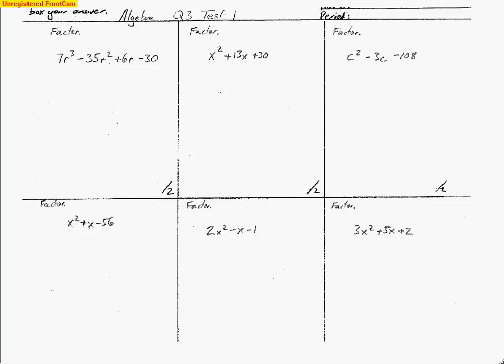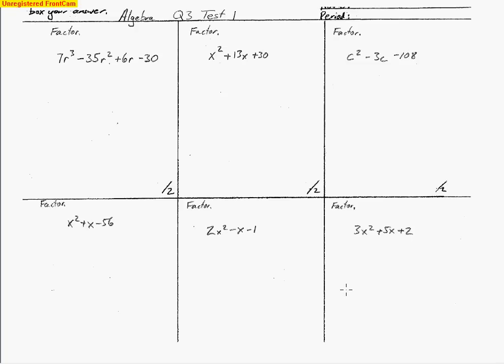These are the first 6 problems for the study guide for Algebra B, Quarter 3, Test 1. Let's take a look at what we'll end up seeing on this test. For the third quarter, first test, we have lots of factoring to do.